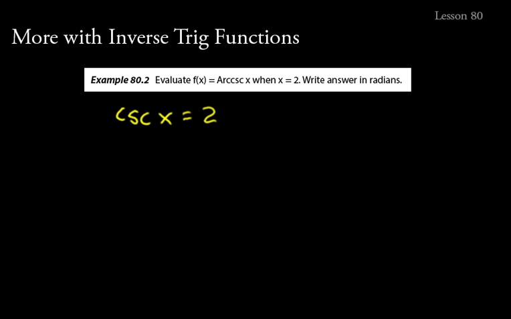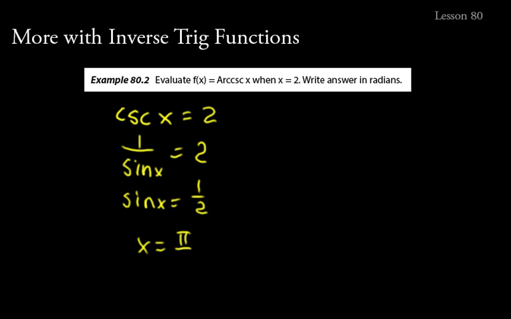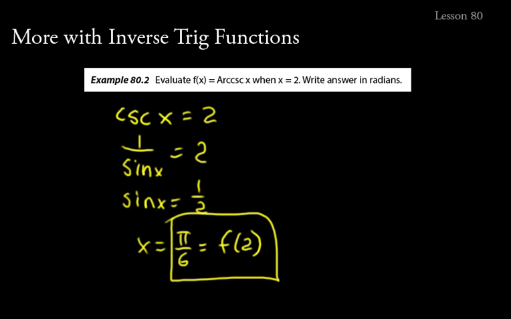What is cosecant x? It's 1 over sine x, right? So we say 1 over sine x equals 2. We rearrange this and we get sine x equals half. And you know what that is, right? Sine 30 equals 1/2. We've been asked to write the answer in radians, so we'd say x is equal to pi over 6. That's what f of 2 is. Back to the original, that's what it has to be.